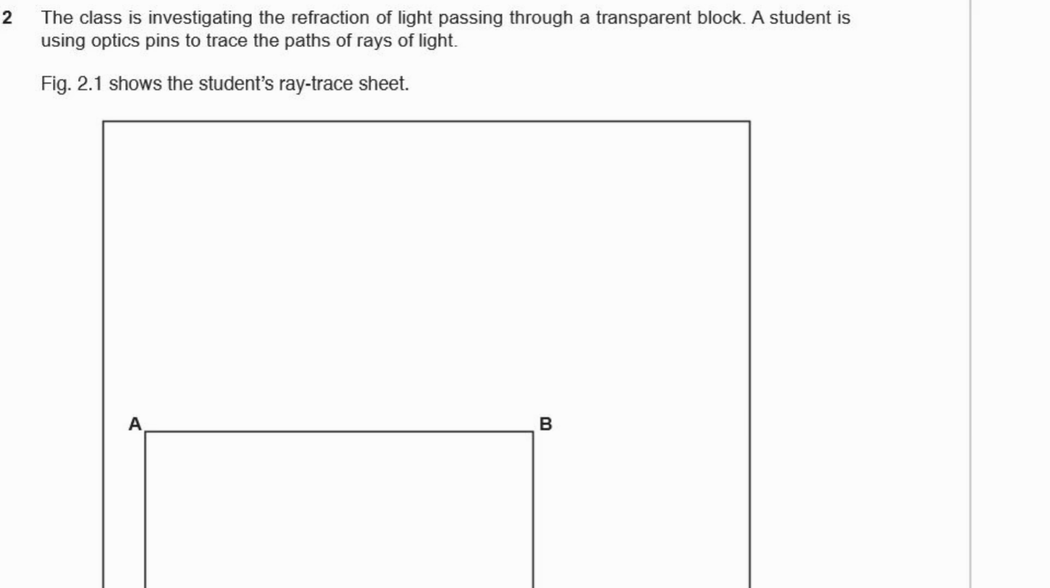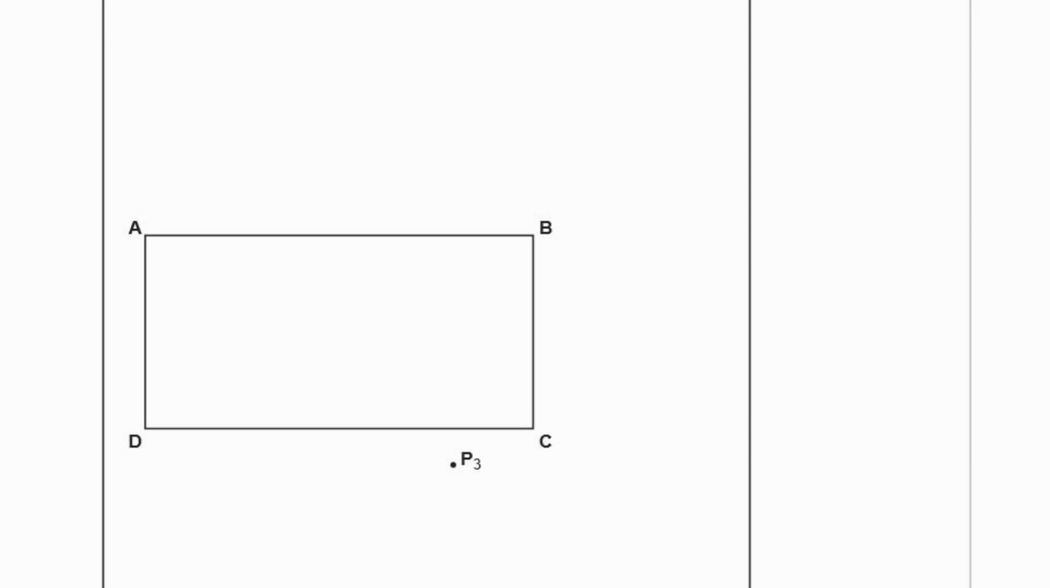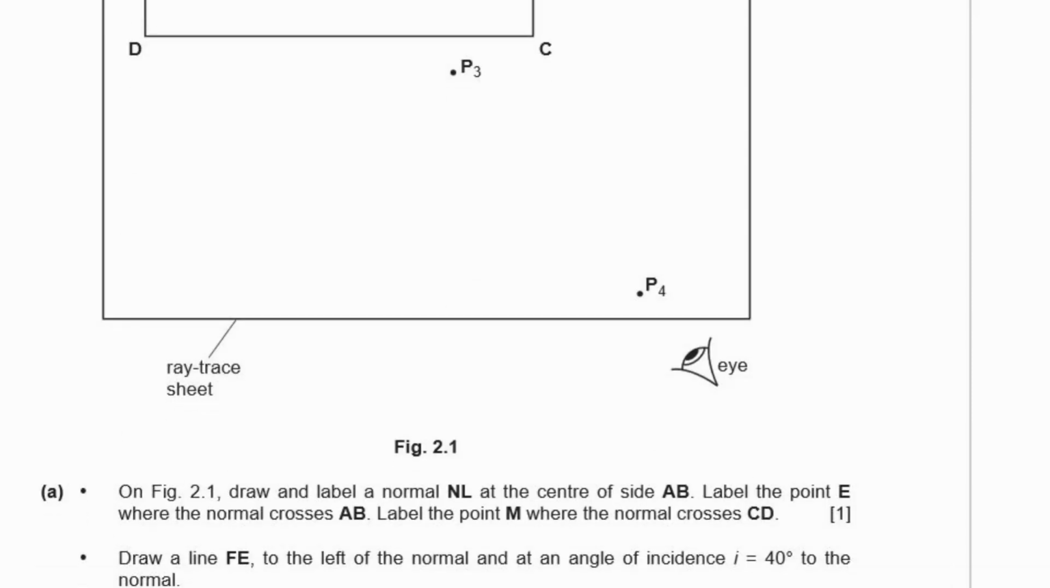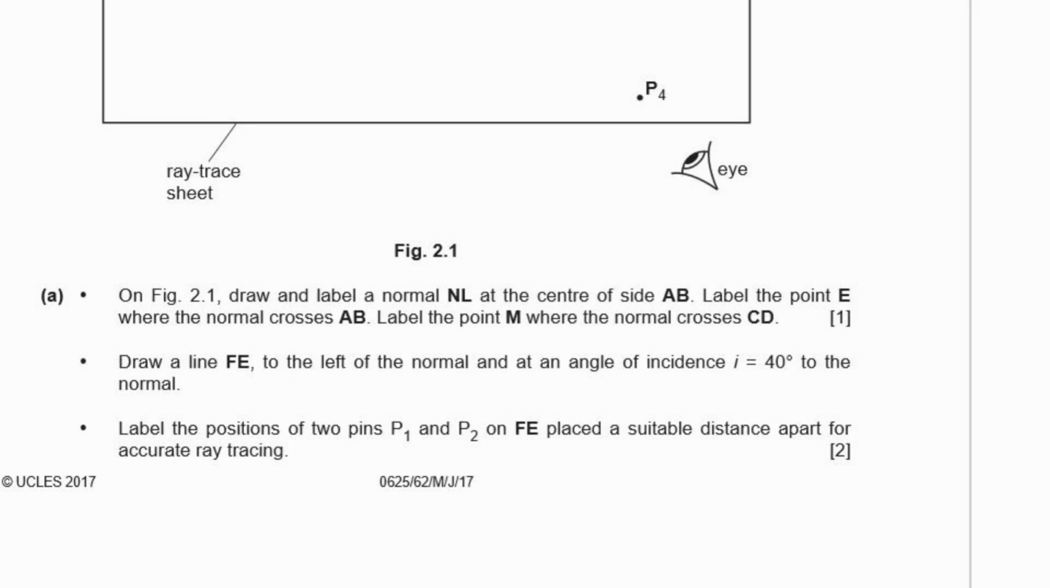Question 2. The class is investigating the refraction of light passing through a transparent block. A student is using optic pins to trace the paths of rays of light. Figure 2.1 shows the student's ray trace sheet. There we are. Sheet of paper with a block on it. A. On figure 2.1, draw and label a normal NL at the centre of side AB. Label the point E where the normal crosses AB. Label the point M where the normal crosses CD.